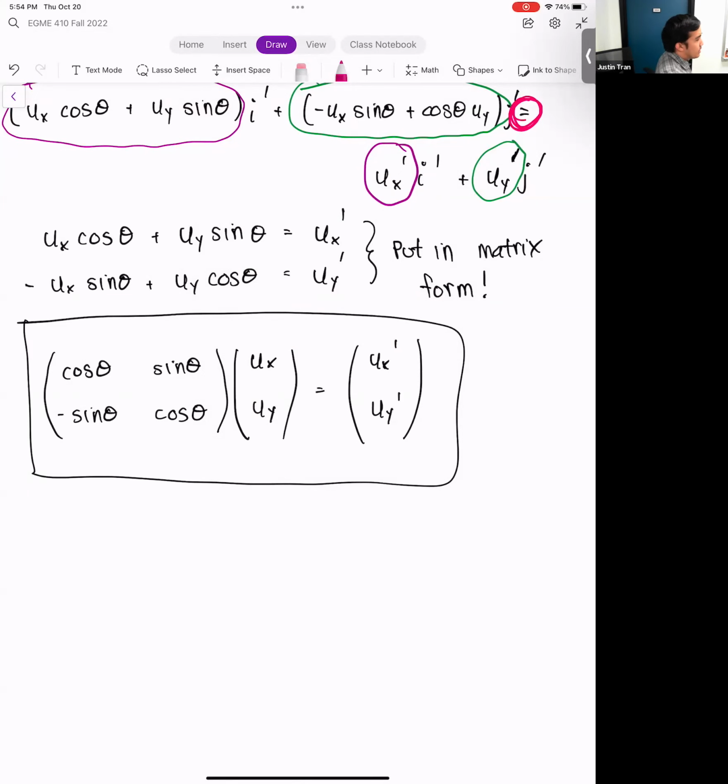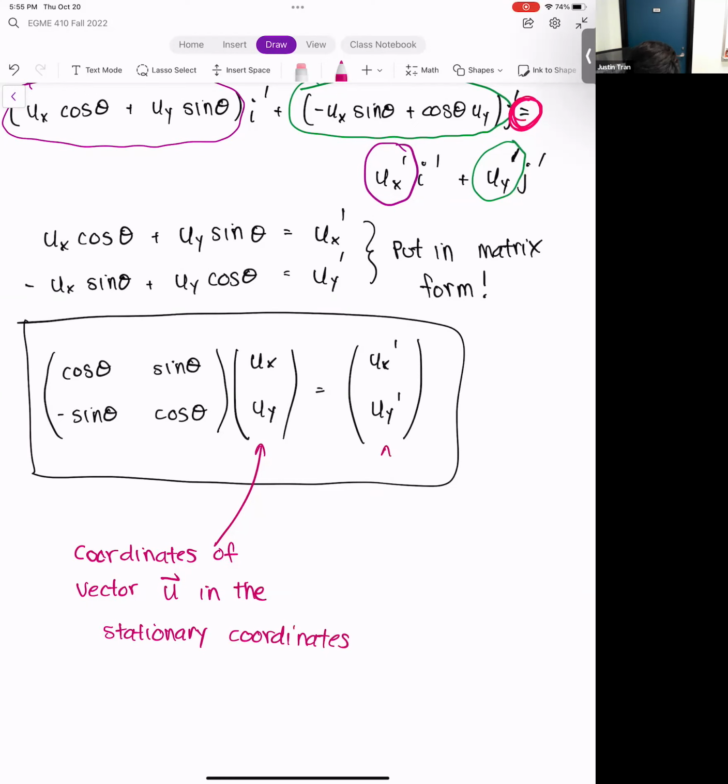So I put a box around this matrix set of equations because this is a pretty significant result. Let's see what this allows us to do. First thing I'm going to highlight is the vector on the left-hand side, the ux, uy. Remember what these represent. These represent the coordinates of vector u in the stationary coordinates. And then this ux prime, uy prime is the coordinates of the vector u in the local coordinates.